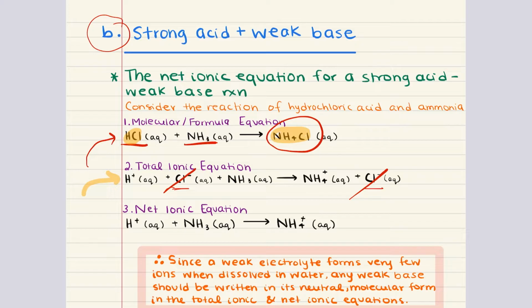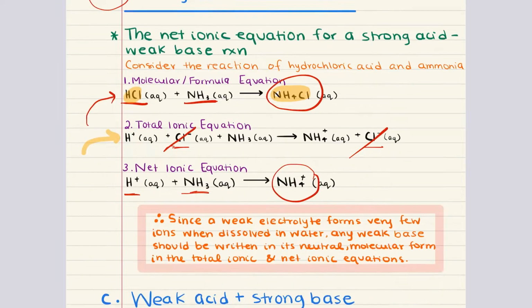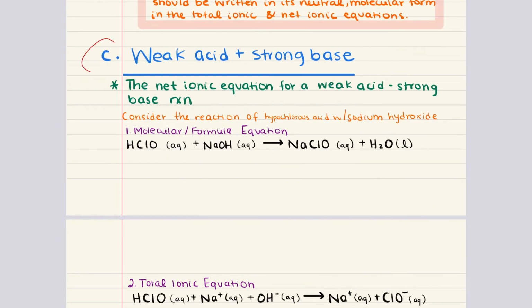Our net ionic equation demonstrates the reaction between hydrogen ions and ammonia to form ammonium. And so this resulting solution is slightly acidic because the ammonium ion can undergo hydrolysis, reacting with water to produce hydronium ions. Wonderful. What about weak acid, strong base?